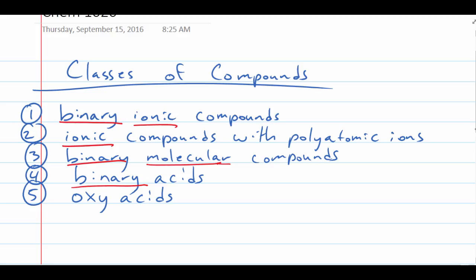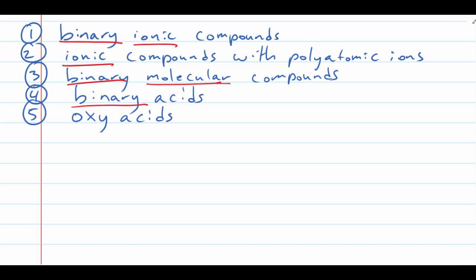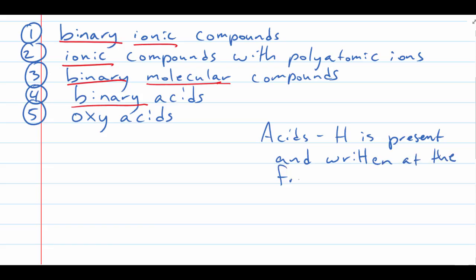Now, we didn't talk about what an acid is. So an acid, we say, is this. We say that an acid has a hydrogen that is present and written at the front of the formula. Always. So acids have a hydrogen atom that is present. It is always written at the front of the formula.